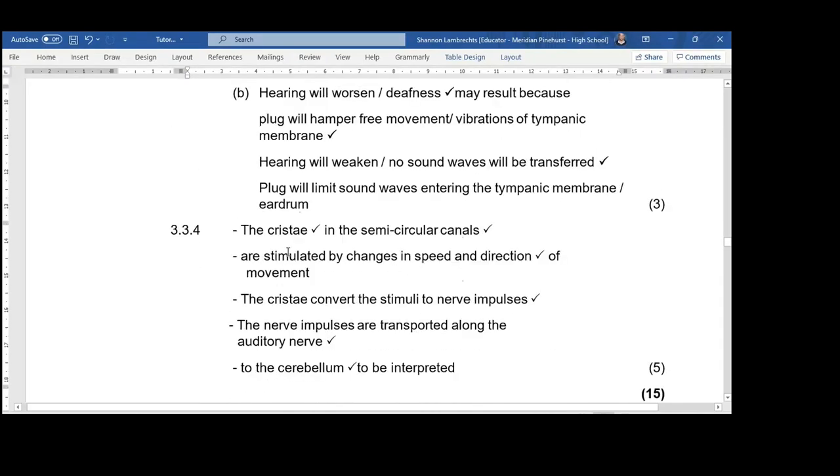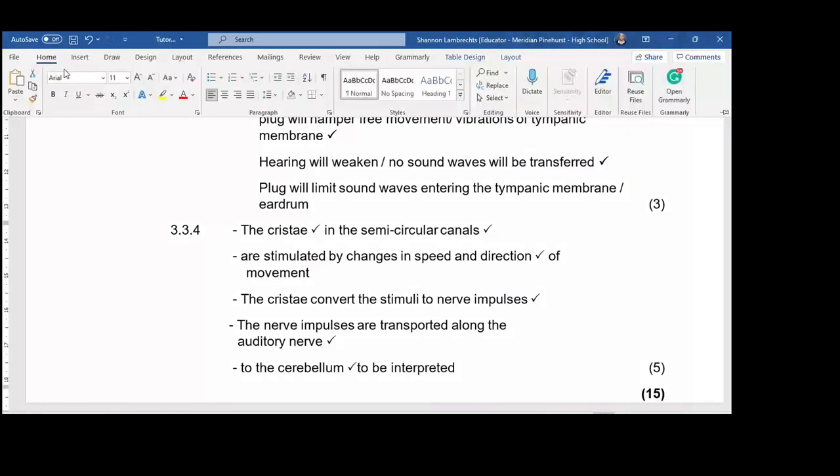If we look at 3.3.4, when you speak about balance, you need to refer to a few things, and I'm just going to highlight them because I know you will work through this on your own or you have already. Excuse me, sir. Can you slow down the pace, please? Okay, I will, ma'am. And can you zoom in a little bit more?